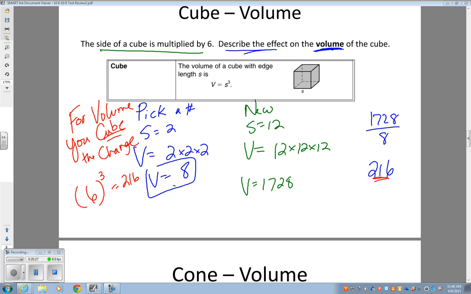Yeah, then you would cube the 2. No, for anything dealing with volume. Anything dealing with volume.